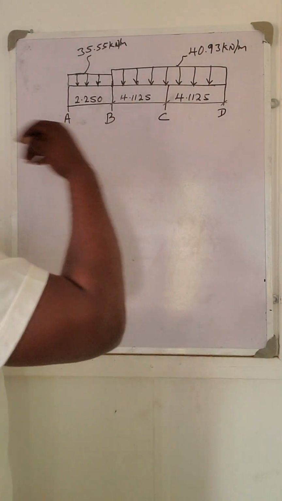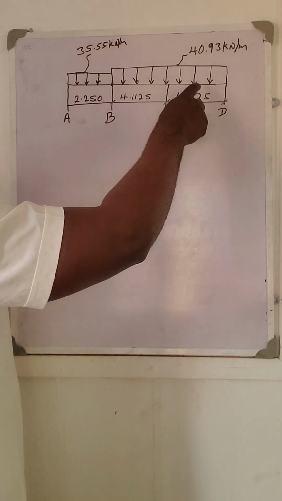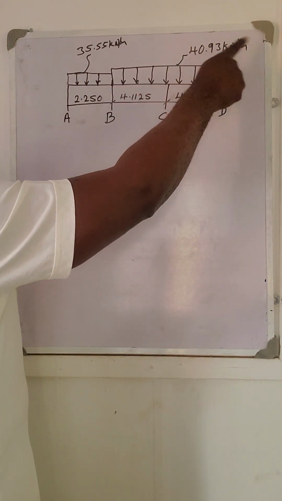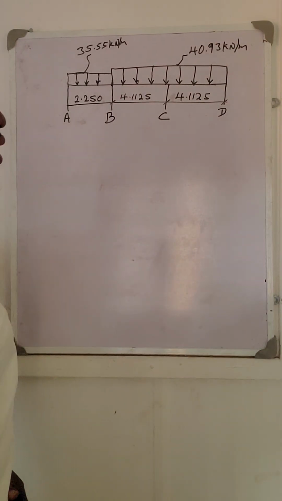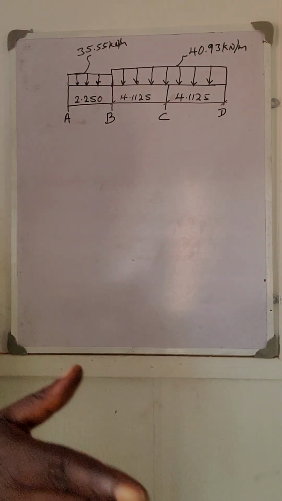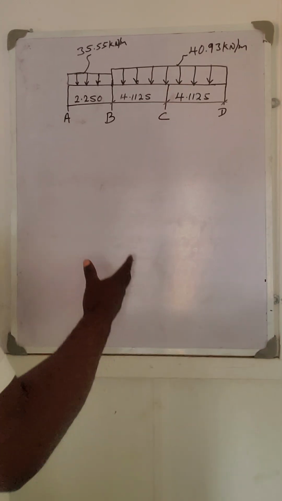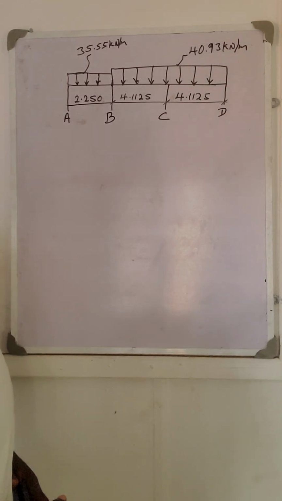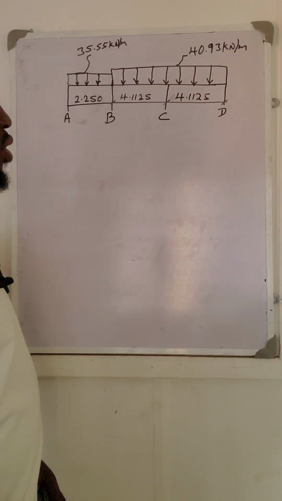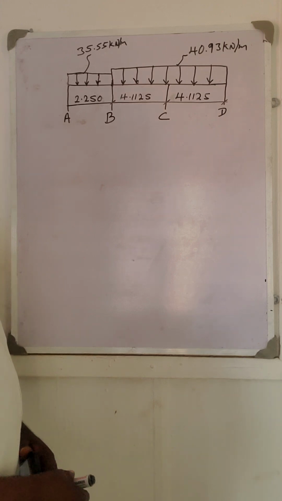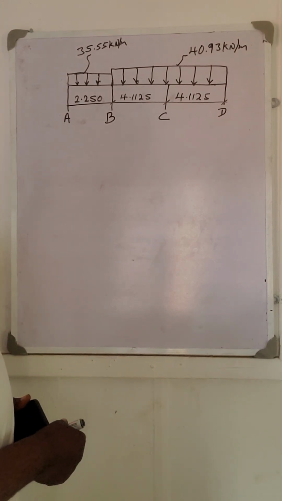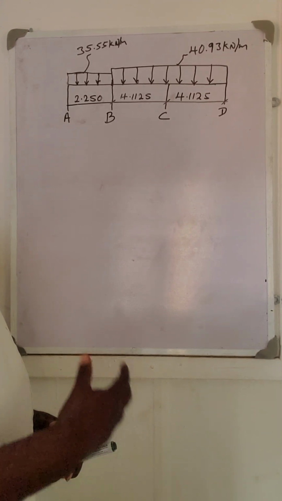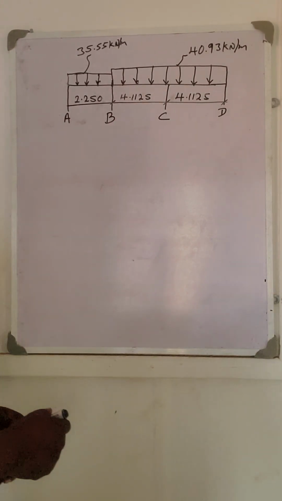In our last class, we calculated the load on beam one as 35.55 and 40.393 kilonewton per meter square. Today, what we'll be doing is calculating the moments at each support using the three moment equation, that is Clapeyron's three moment equation. Most people use the Hardy-Cross method, but I prefer the three moment equation because for me it's very easy and accurate.